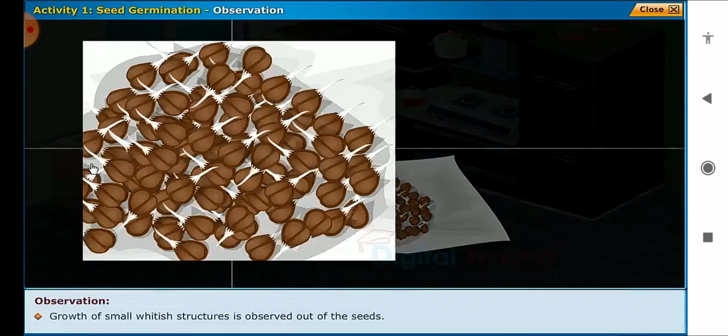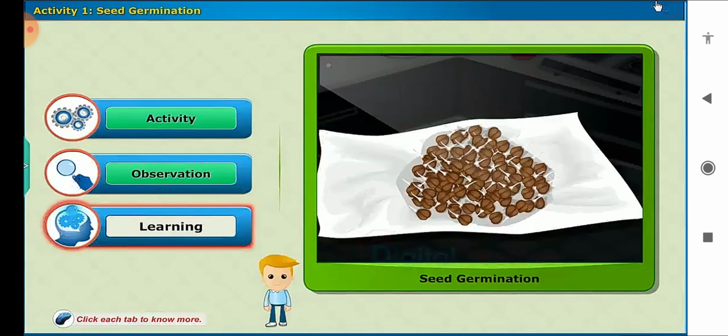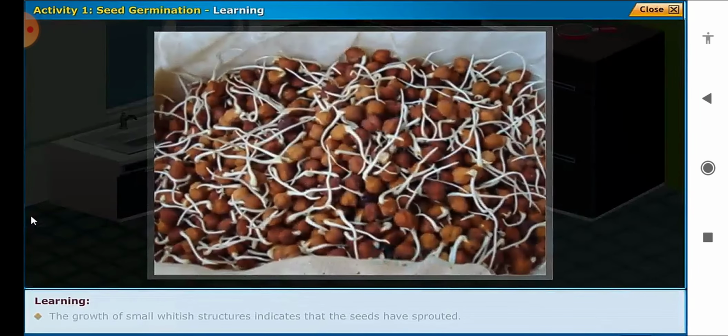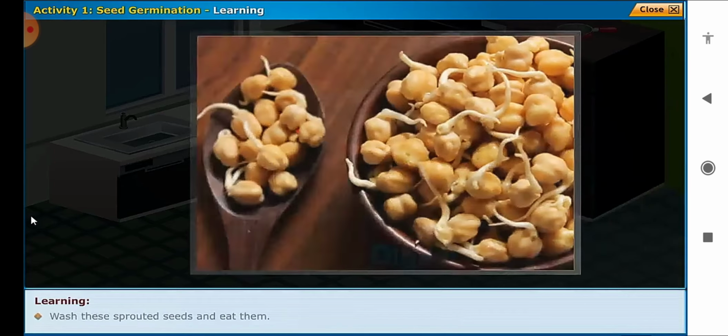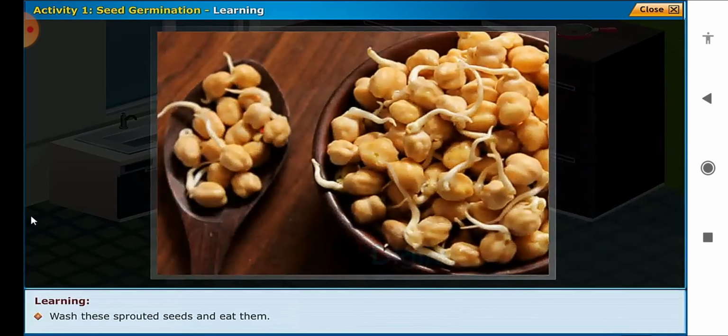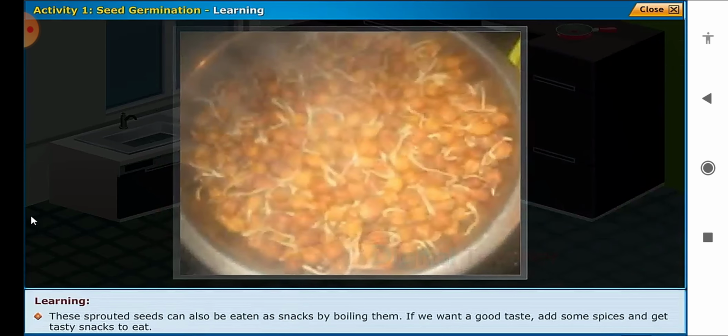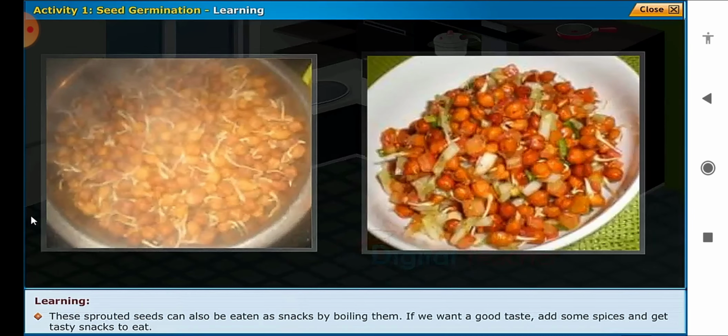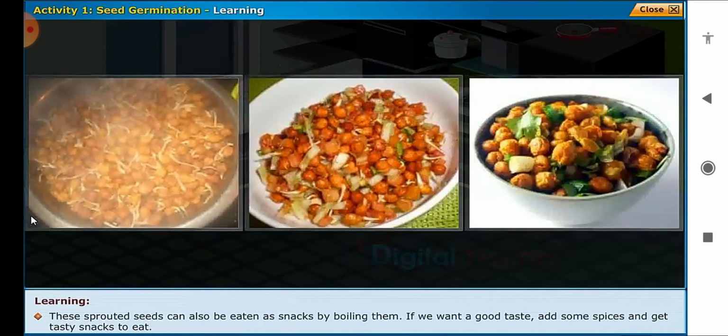Growth of small whitish structures is observed out of the seeds. The growth of small whitish structures indicates that the seeds have sprouted. Wash these sprouted seeds and eat them. These sprouted seeds can also be eaten as snacks by boiling them. If you want a good taste, add some spices and get tasty snacks to eat.